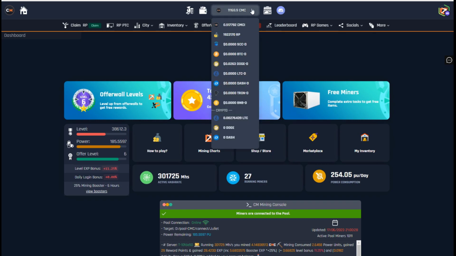And remember, you can still withdraw to FaucetPay using those deposit addresses as well.